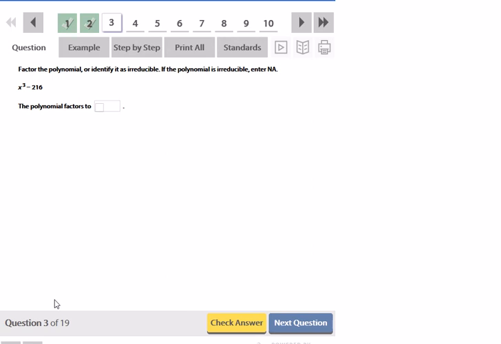So, okay, here, two terms. Here there is no common factor, but this can be rewritten as a difference of cubes. This is x to the third minus 6 to the third. 6 to the third power is 216. So now all I have to do is substitute.